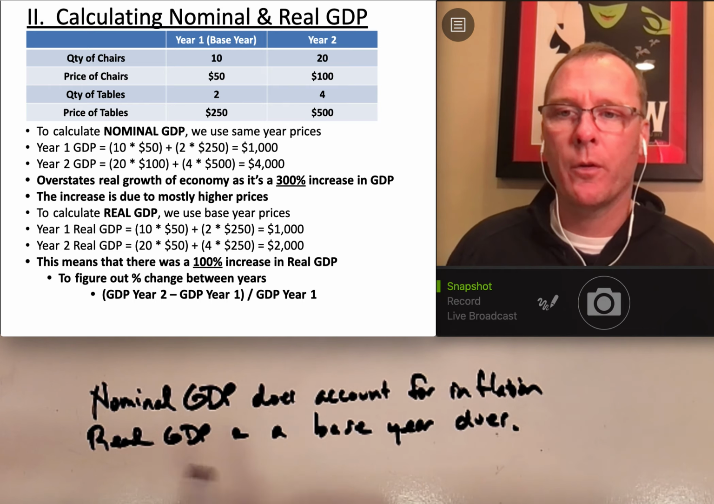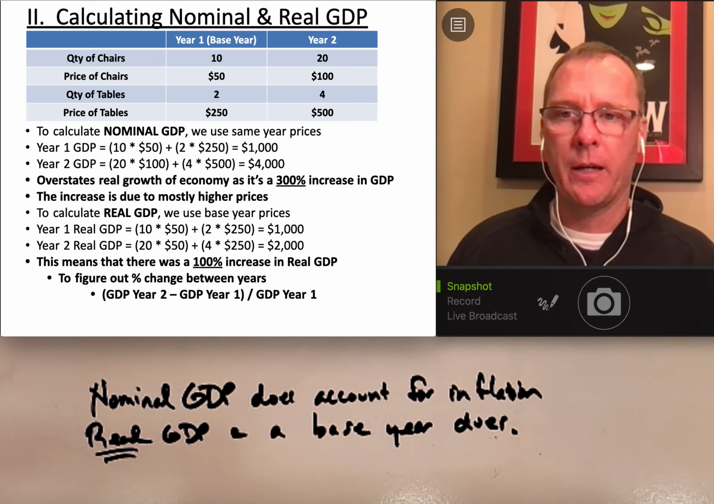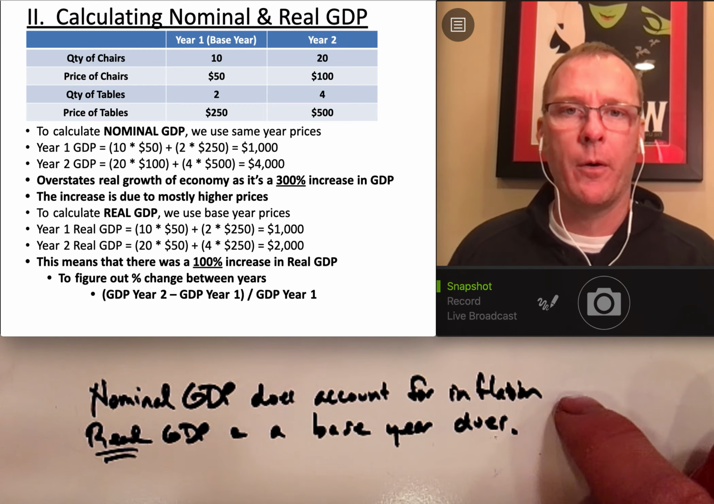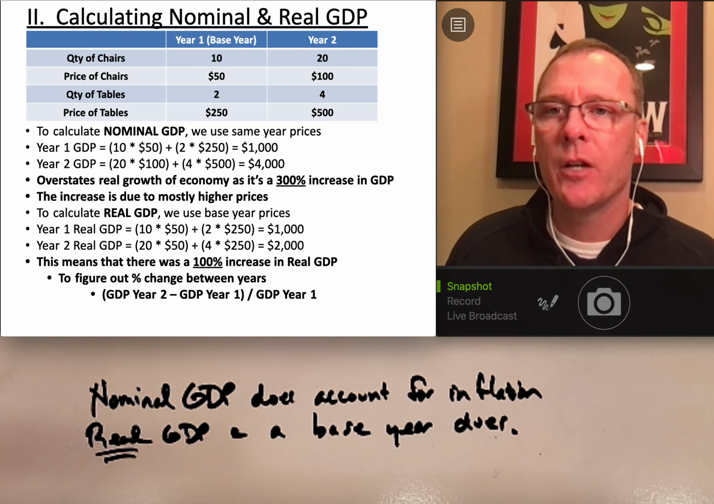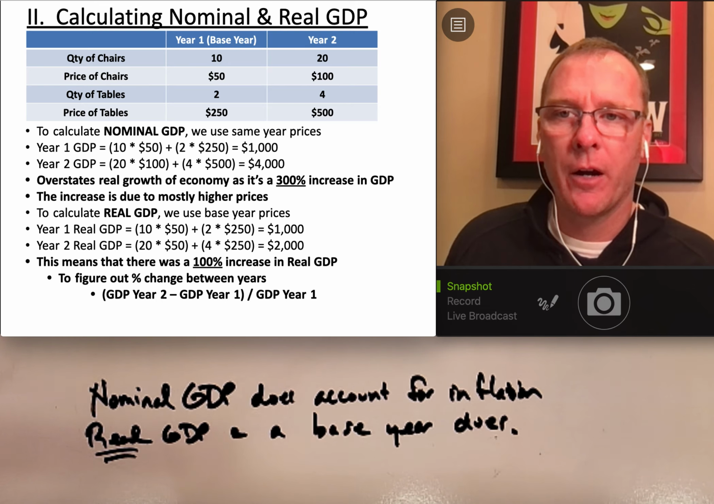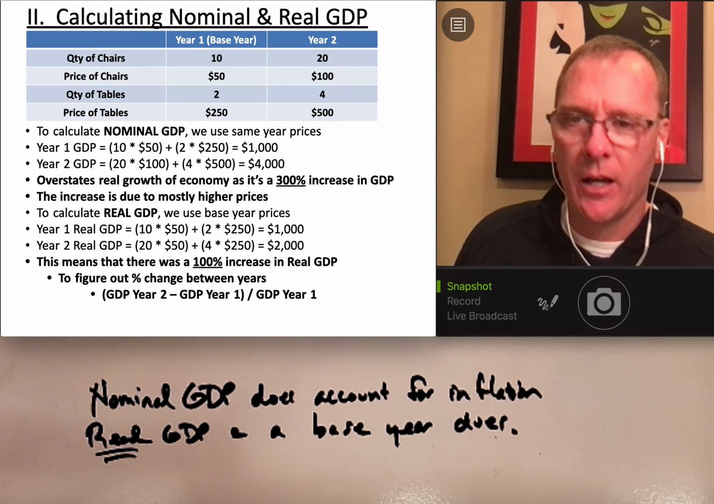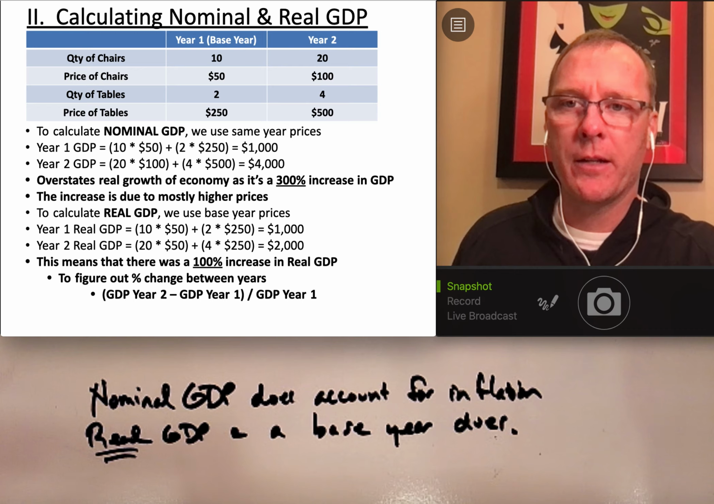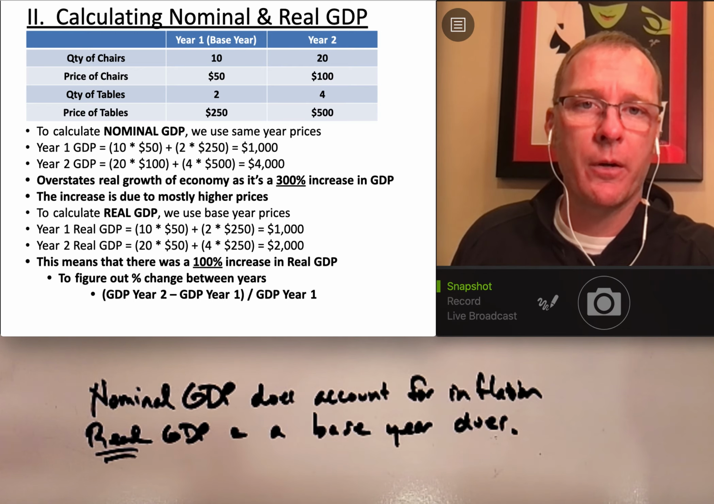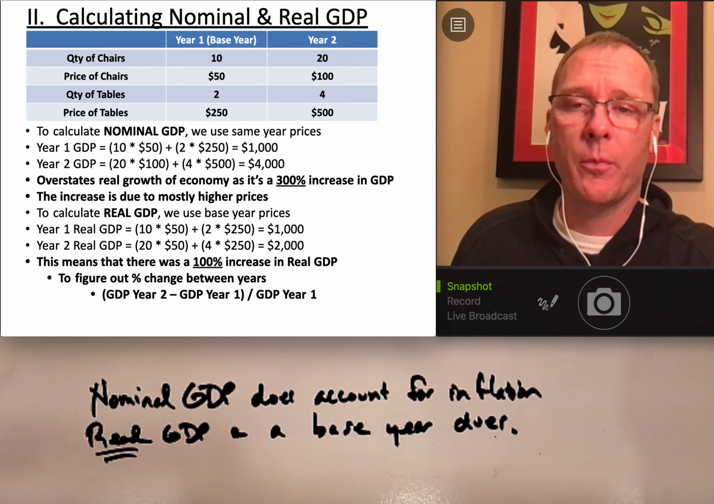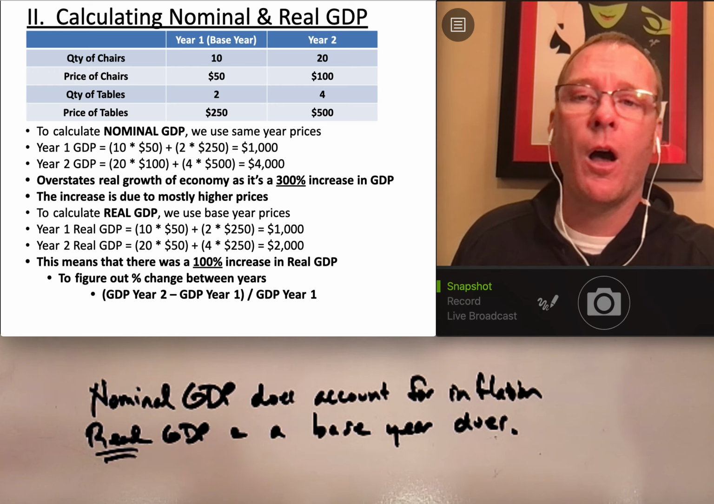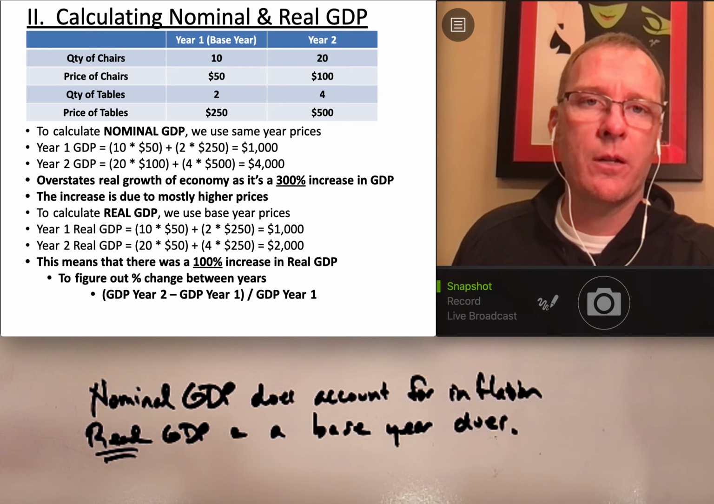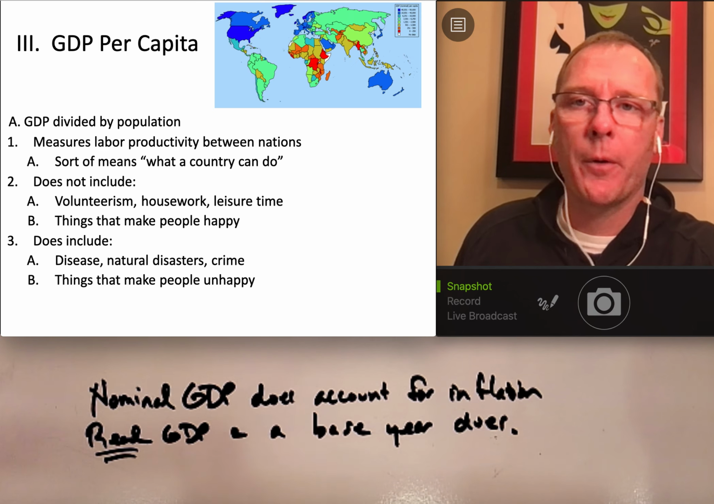So that's one of the reasons real GDP is a pretty nice thing to use, because all of a sudden we don't have to worry about inflation in our numbers. So when you think about that, figure out the change between years. You take real GDP in year two minus GDP in year one, divided by GDP in year one. You're going to get your percent there, and we end up with just a 100% increase in real GDP versus a 300% increase before, right? If we're just using nominal.